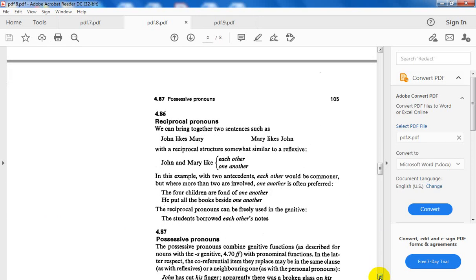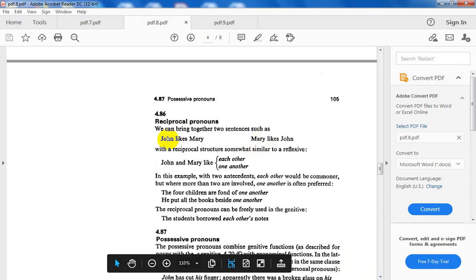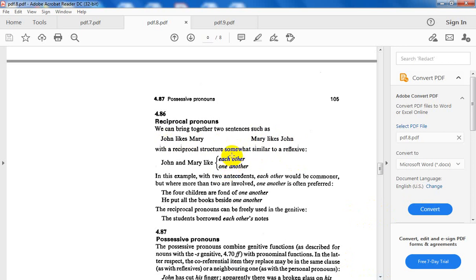Again, so far we have finished the personal and the reflexive, within the central specific pronoun. Now we move to the third subclass of the central specific, which is the reciprocal pronouns. We can bring together two sentences such as John likes Mary, Mary likes John. I can combine these two sentences together by using each other or one another.